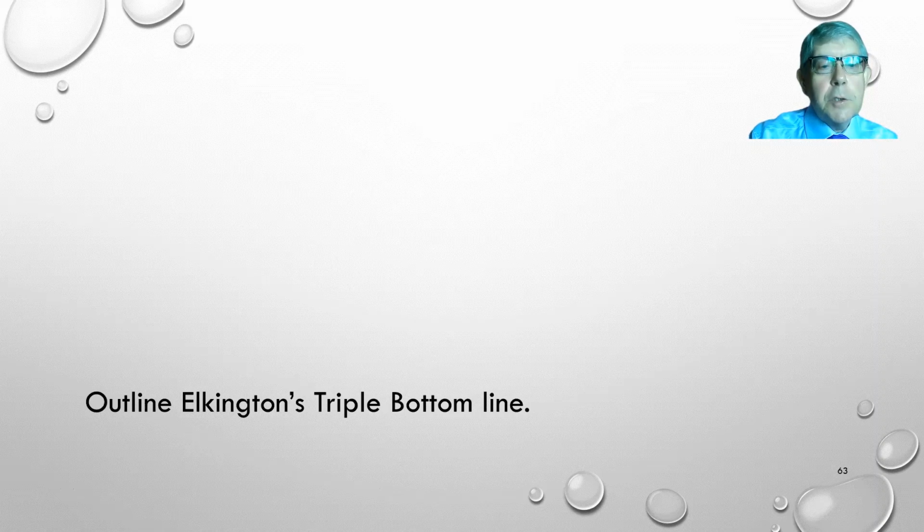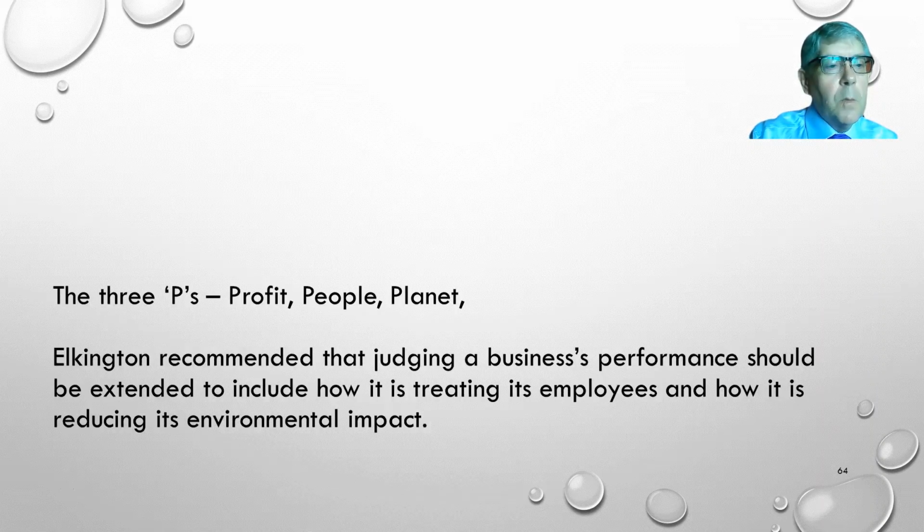Outline Elkington's triple bottom line. Well, this is the 3 Ps, profit, people, and planet. Elkington recommended that judging a business's performance should be extended to include how it is treating its employees and how it is reducing its environmental impact.